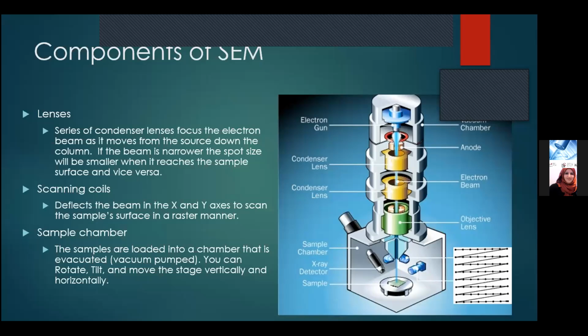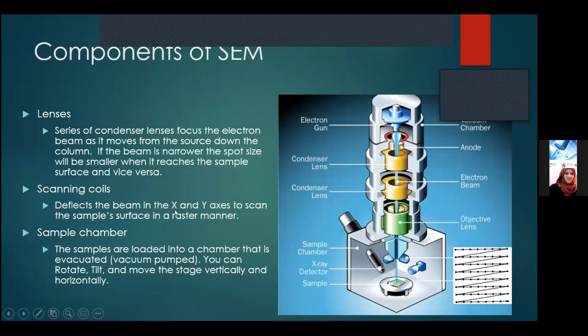Then there are the scanning coils, which we mentioned in the brief outline in the history. These coils allow the beam to be scanned over the sample in a raster-like manner in an X and Y axis, so up and down and left to right. This is a picture here in the bottom right, across from the sample chamber, that allows you to see what is meant by a raster scanning manner.